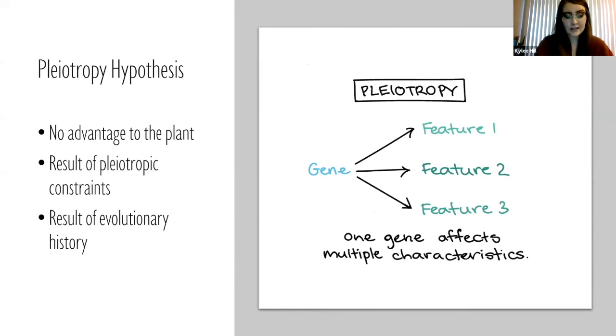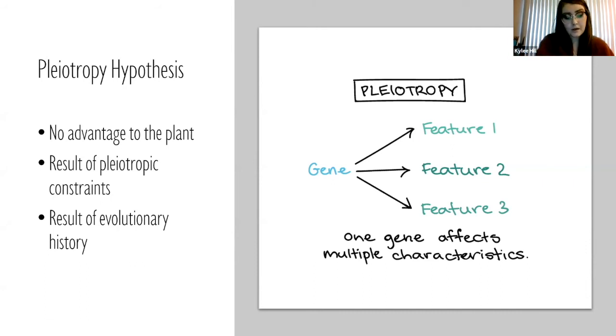and instead is a consequence of pleiotropic constraints. So in other words, it could have resulted from a pleiotropic effect of other traits that are currently being selected for and are beneficial to the plant, such as herbivore resistance. So those secondary compounds have an effect on herbivore resistance and are consequently being transmitted into the nectar as well.